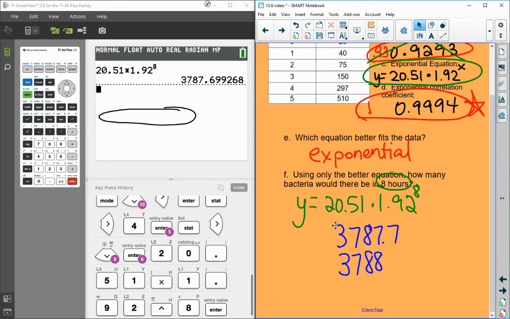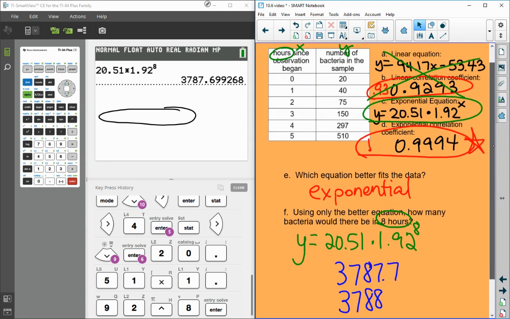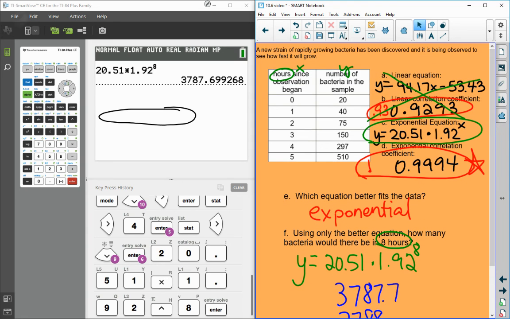Okay, so on every problem, I'm not going to do another one. I think this is sufficient, but you find the linear first. You find the exponential second. Make sure you write them down. You're not going to remember what they are. After you do that, you're trying to find the correlation coefficient that is closest to 1. That is the one that you would use to answer the question.